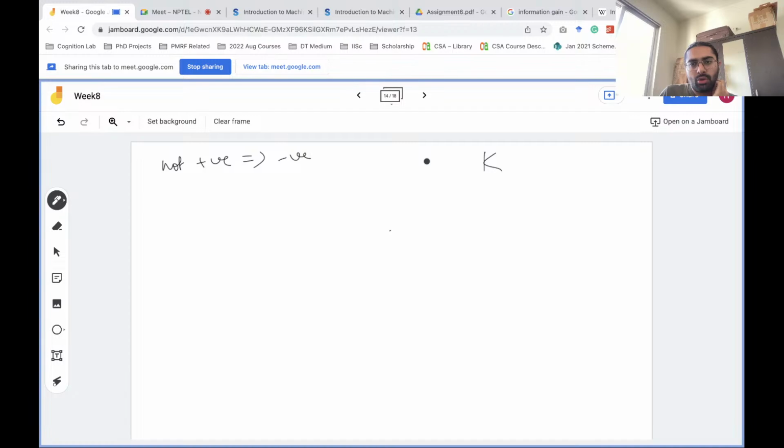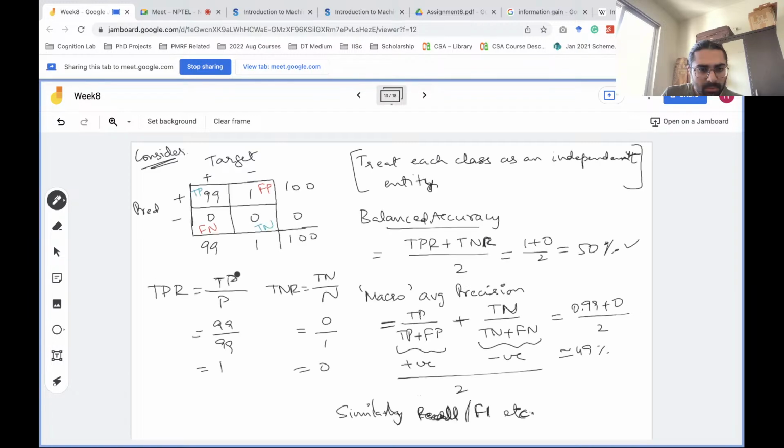This true positive rate, if I'm not wrong, is the recall, right? So it's true positives divided by true positives plus false negatives. Your true positive rate is 1, and the true negative rate, TN by N, in this case is 0, right? So what are we saying? We're saying that I'm able to recall all the positive examples properly, good for me, but I'm not able to recall any of my negative class examples at all.